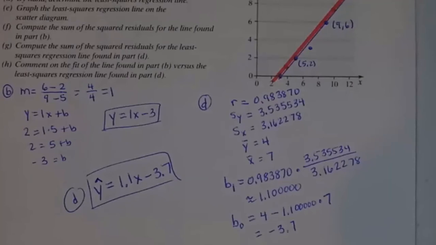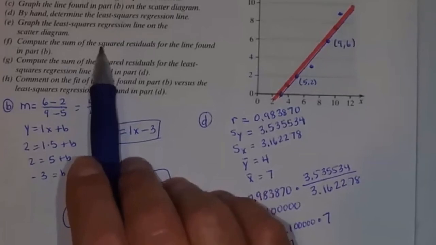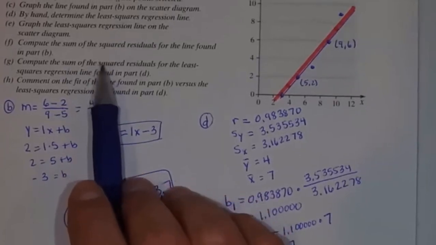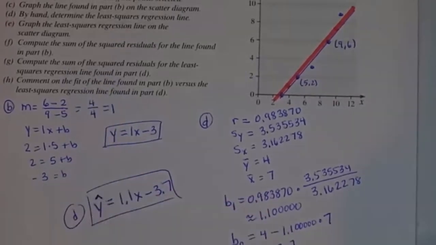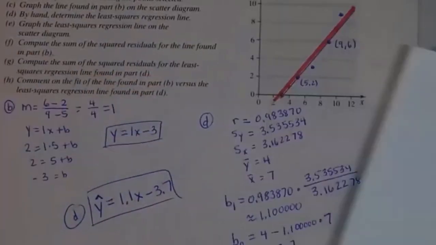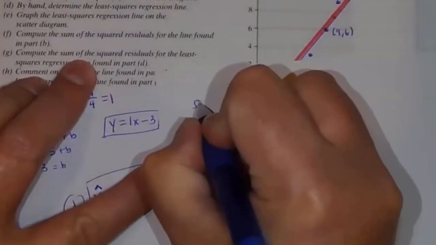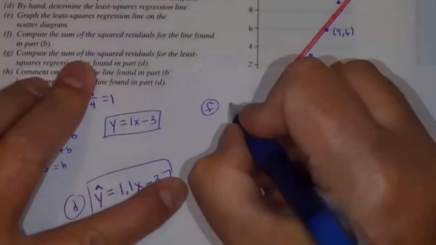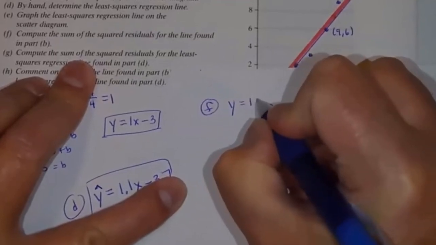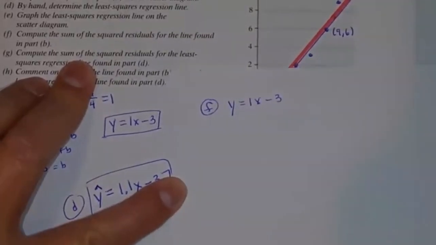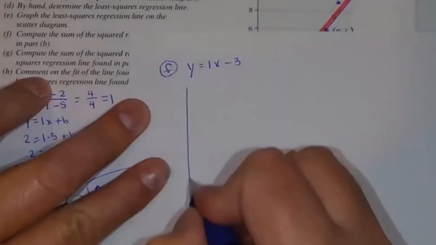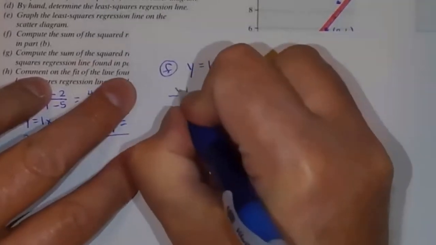So now we're supposed to find the sum of the squared residuals for both the line we found in part B and then also for the line we found in part D. So let's do that. I'm going to have to do that on a separate sheet of paper. So I'm doing part F here, where I am finding the sum of the squared residuals. So again, I'm going to write down my equation, y equals 1x minus 3. And I'm going to make a quick table here.